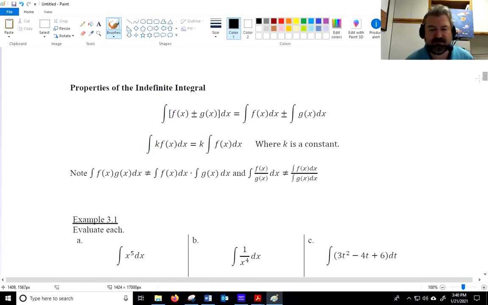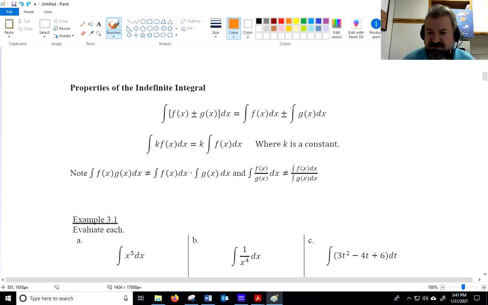All right, we have some properties of the indefinite integral, and these should look familiar to you from the properties of the definite integral. In case you're wondering, the difference is indefinite integrals don't have anything written here. So if you see the integral from 3 to 5 of f of x, we know that we're talking about the definite integral. That's that signed area between the curve and the x-axis. If they don't have numbers there, we're talking about the indefinite integral or the antiderivative.